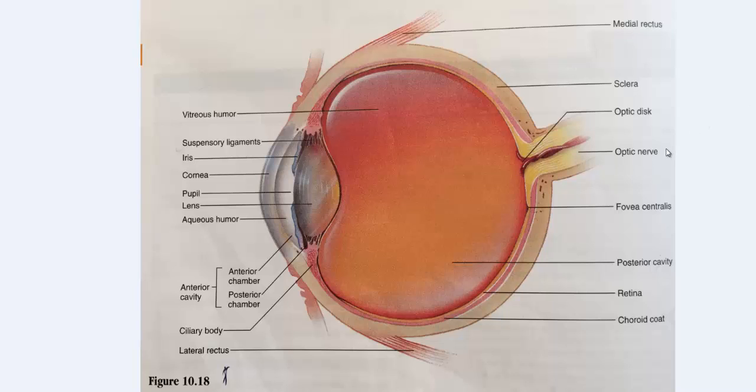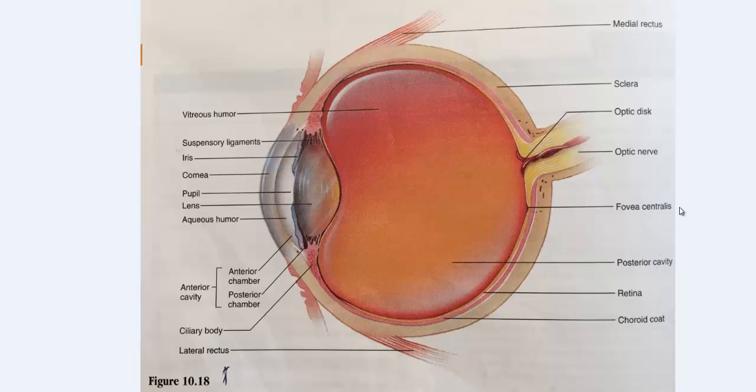Next is the optic nerve, which is this kind of tannish color thing. The optic nerve transfers visual information from the retina to the visual centers of the brain. So light comes in onto the retina, where rods and cones sense the light and send the information down the optic nerve to the brain.